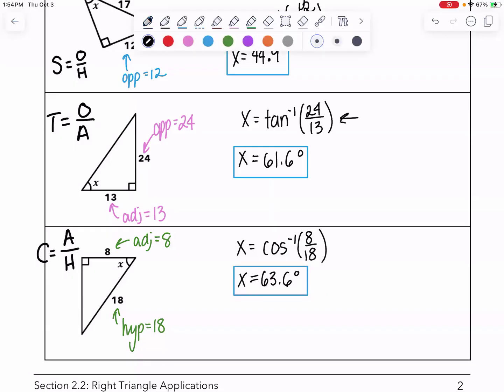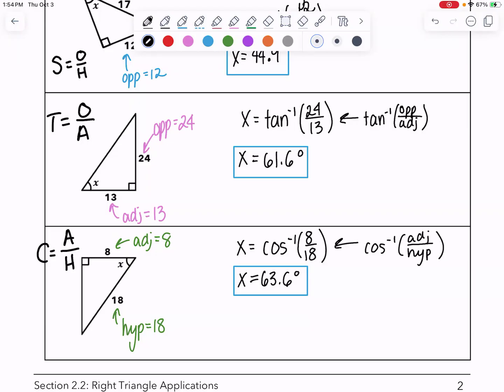Again, this right here was tan inverse of opposite over adjacent. That's how we solved for x there. This was cosine inverse of adjacent over hypotenuse. So not so bad, right?